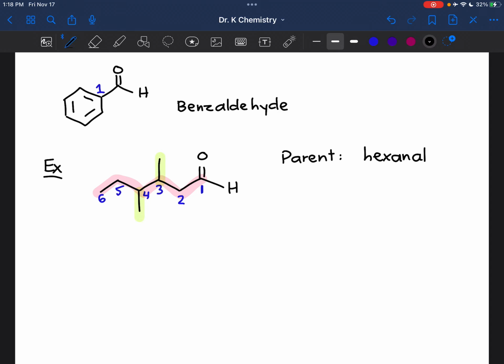Then we have 2 methyl groups, which means we need to indicate that there are 2 of them using the prefix di. That will become dimethyl. And those methyl groups appear on carbons 3 and 4, which means I will call them 3,4-dimethyl. And then I put all of that together into one word. And that becomes 3,4-dimethylhexanal. And that's it.